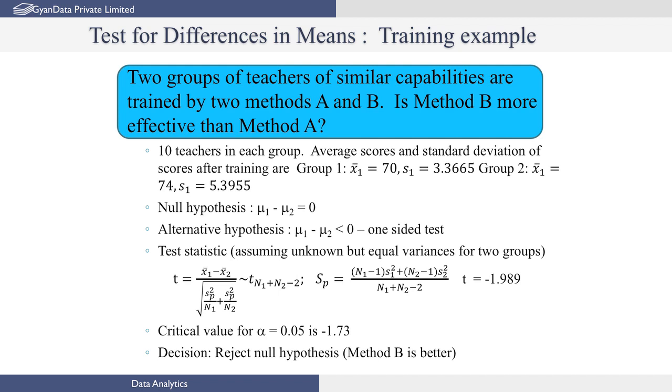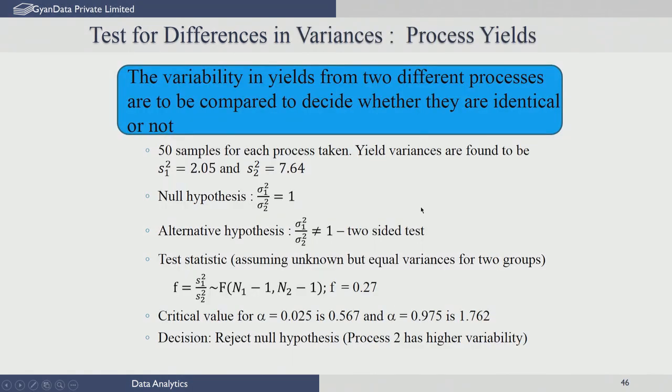The statistic itself we compute by plugging in the value for x1 bar, x2 bar and so on and so forth, we get minus 1.989. Since this is less than minus 1.73, we reject this null hypothesis in favor of this alternative, which means method B is more effective than method A. That is the conclusion. So, let us look at another example, which is a test for difference in variances.